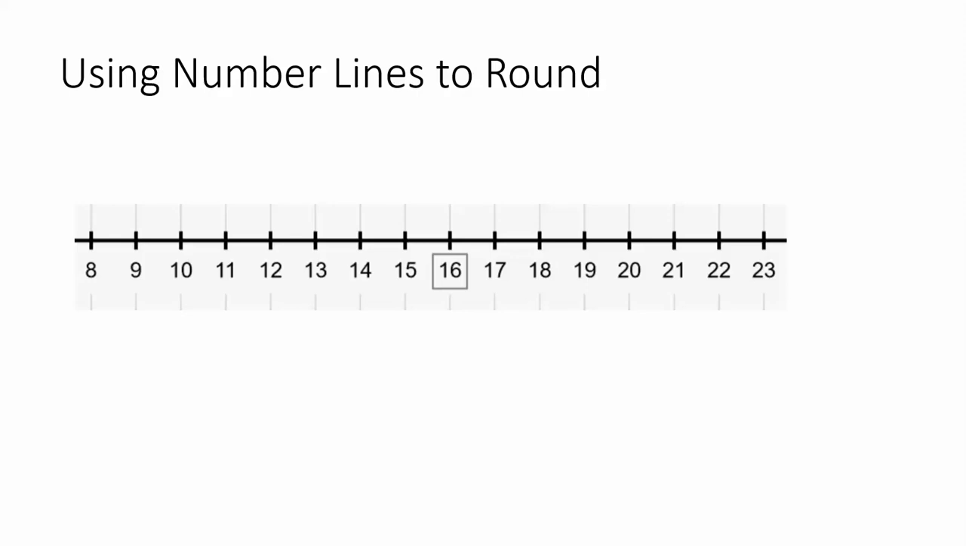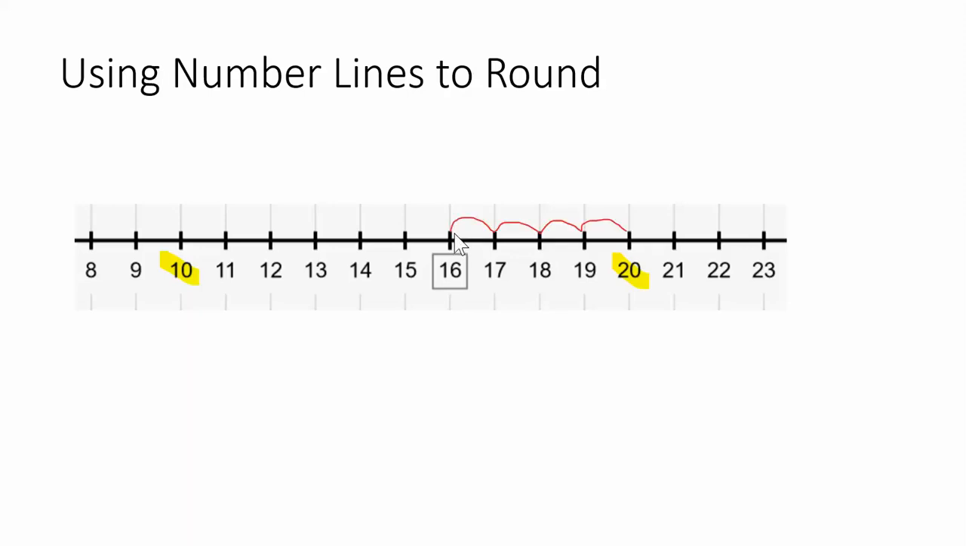It can be helpful to use a number line to visualize this. Let's round the number 16 to the nearest 10. To do this, start by thinking of your options. The multiples of 10 are 10 and 20. So rounding 16 to the nearest 10 means, is 16 closer to 10 or is 16 closer to 20?